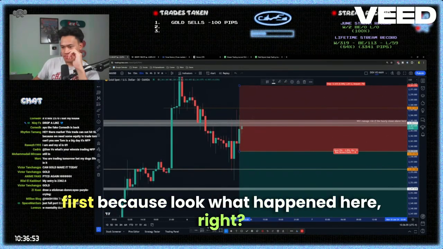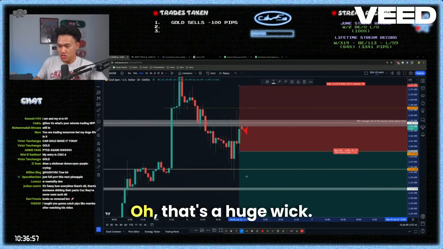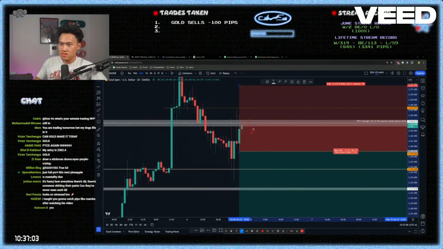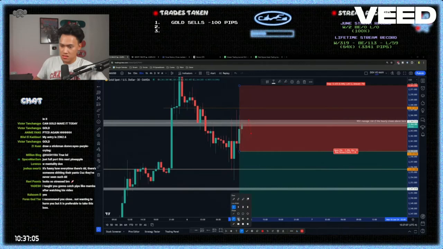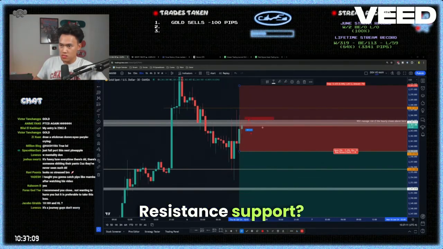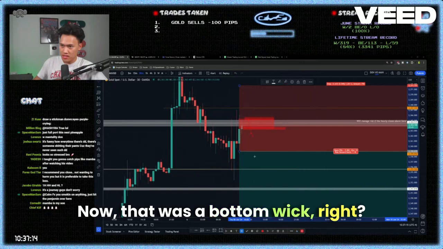Because look what happened here, right? This is what happened. You opened up. Oh, that's a huge wick. You opened up, came up, came back down. What is this? Resistance. Support. This is the range. This candle was the range right now. That was the bottom wick, right?